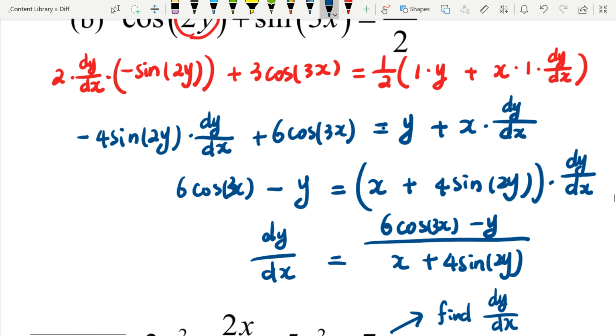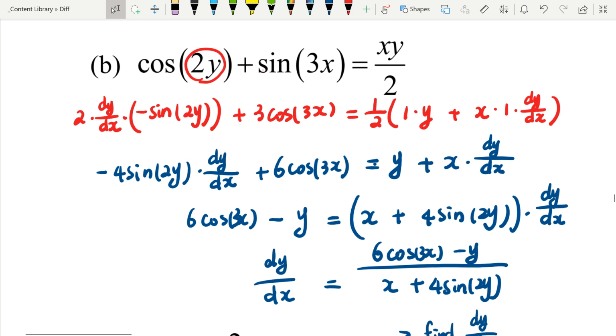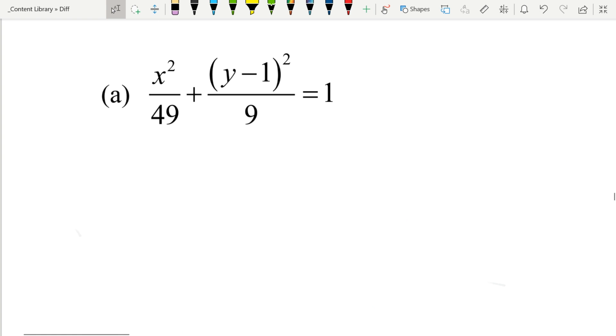That's correct now? Okay. Have I diff it? Yeah, I diff the 3 already. Okay, so that's your answer. Just rearrange it to make dy dx the subject. Okay, do the last one here.